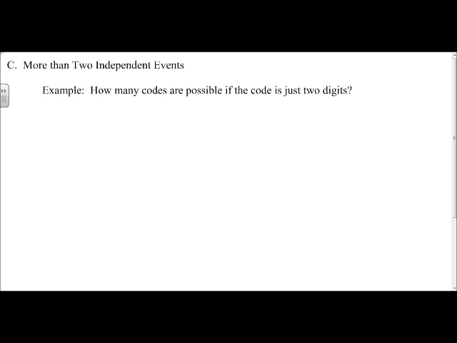What if there are more than 2 independent events? Well, in this case, we'll start off by just looking at 2. So we're at just 2 independent events. So it says how many codes are possible if the code is just 2 digits. Actually, I'm going to say 2. So there are 2 different places where we can put in numbers. And remember, digits or numbers go 0, 1, 2, 3, 4, 5, 6, 7, 8, and 9. So there are actually a total of 10 possible quote-unquote digits.